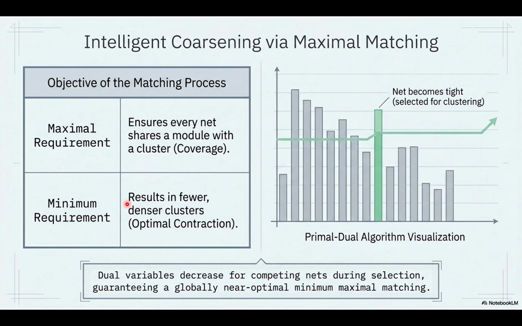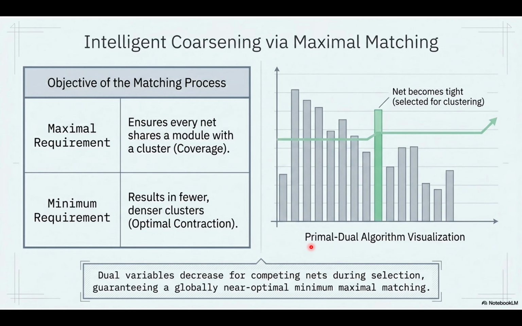entire graph? Well, the sources detail a primal dual approximation algorithm to solve this efficiently. Primal dual. Yeah. Instead of randomly pairing modules, it assigns a dual variable, which you can think of as a budget, to every single net in the hypergraph. And the algorithm uniformly increases the budgets of all active nets at the same time. A budget that increases until it hits some kind of threshold. Precisely. Once a net's budget reaches its assigned weight, that net becomes tight.